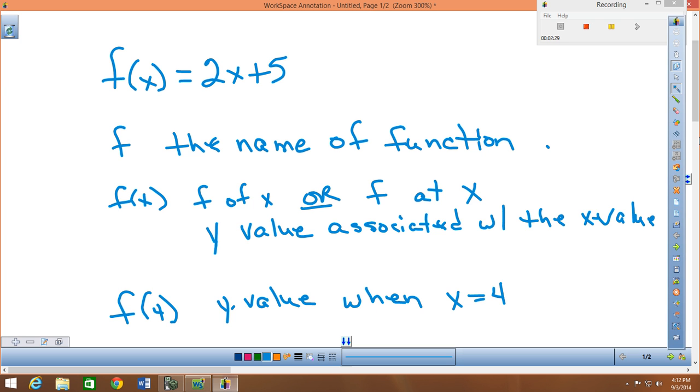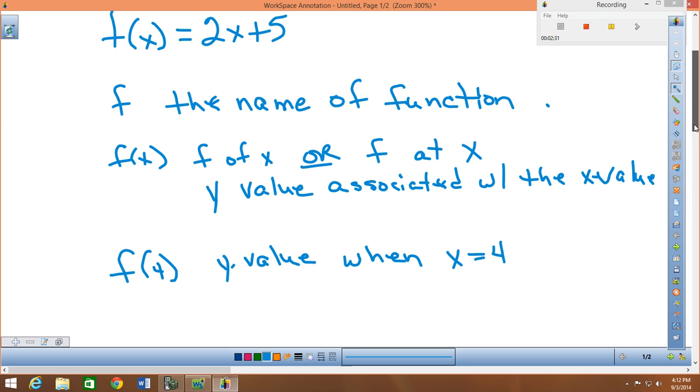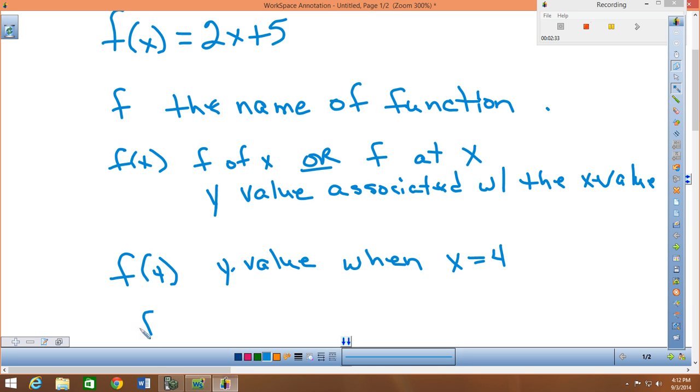Okay, you could find that on the graph like you have to do on your first paper. In this case, f of 4, though, since we have an algebraic form, we're just going to put 4 in for that x value. So 2 times 4 plus 5, which is equal to 8 plus 5, or 13. That's what f of 4 means.